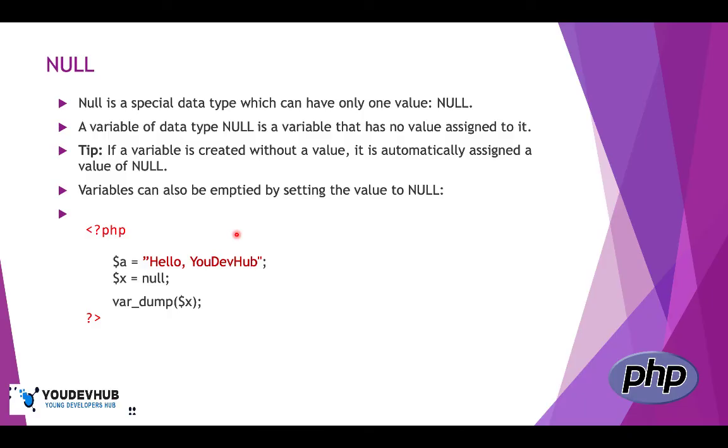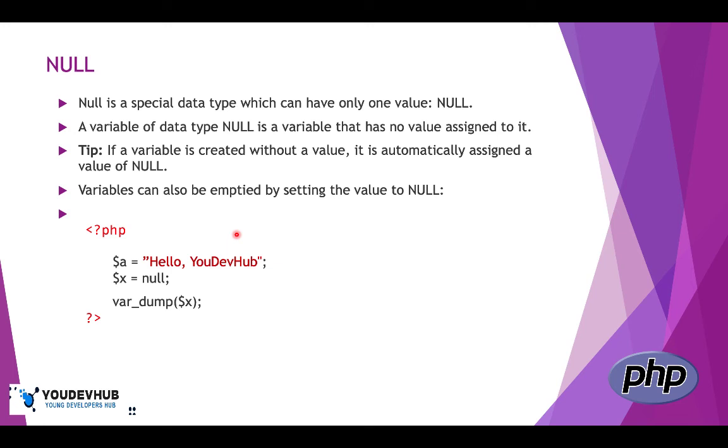Now we have the null. Null is a special data type which can have only one value, null. A variable of data type null is a variable that has no value assigned to it. Note that null and 0 are not the same thing. If you assign a value of 0, it doesn't mean the value is empty. If you assign an empty value to a variable, it also doesn't mean the value is empty. The only way you can set a value to be completely empty is by making it null.